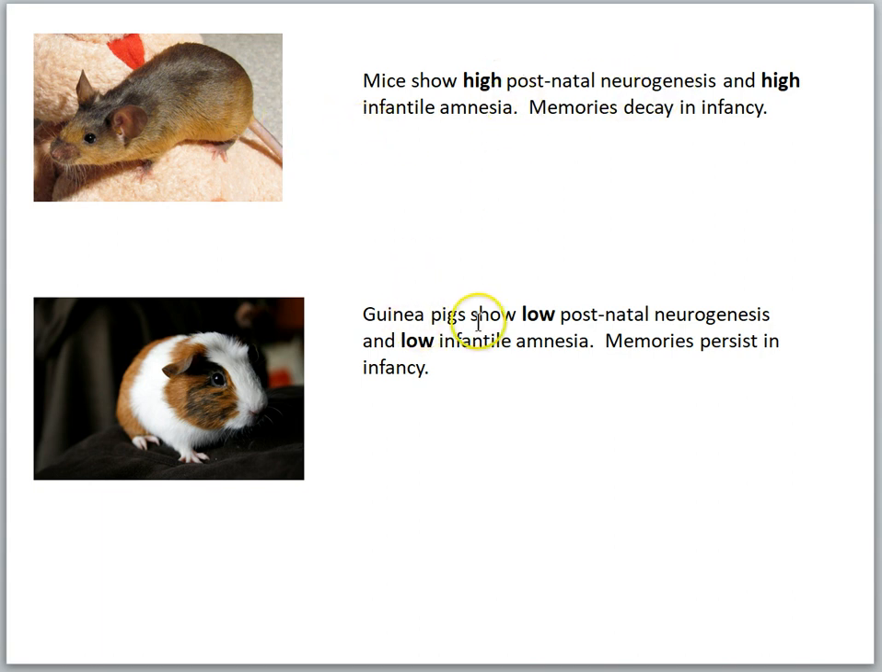By contrast, guinea pigs show low postnatal neurogenesis, and they also show low infantile amnesia. Memories persist in infancy. So again, this supports the idea that neurogenesis is correlated with forgetting in infancy. Well, one explanation would be neurogenesis is causing the forgetting. And the guinea pig has low neurogenesis, and so you're going to have fewer neurons interfering with previously established memories, and so you'll get low infantile amnesia.